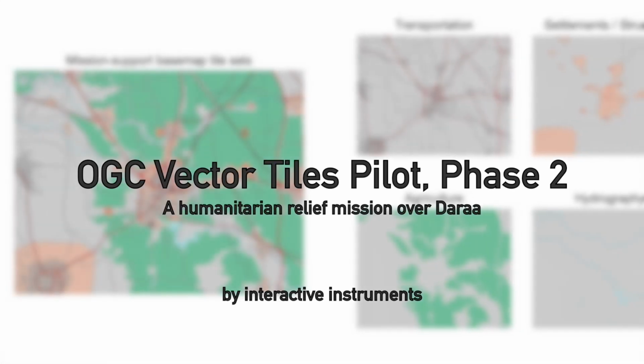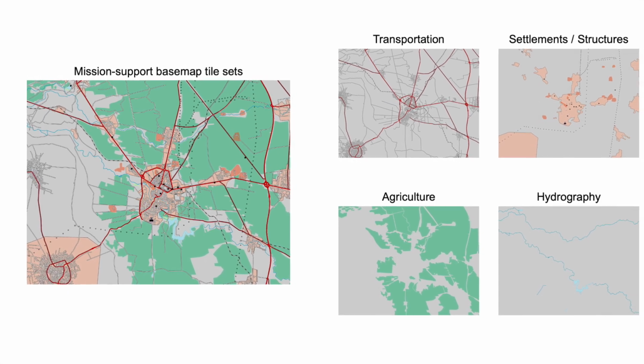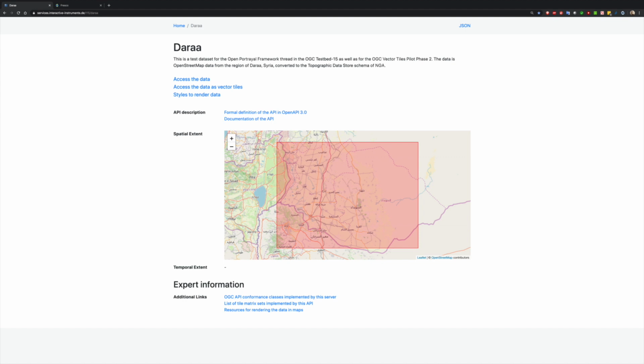An analyst at the national level is tasked to prepare mission support tilesets using the data from NGA's topographic data store. The data is available via an API that implements OGC API standards and draft specifications. It is powered by LD Proxy, developed by Interactive Instruments. All information is available in the popular JSON format that will be used by software tools.